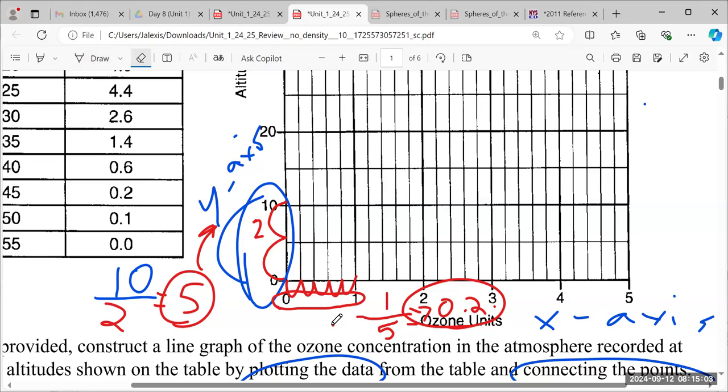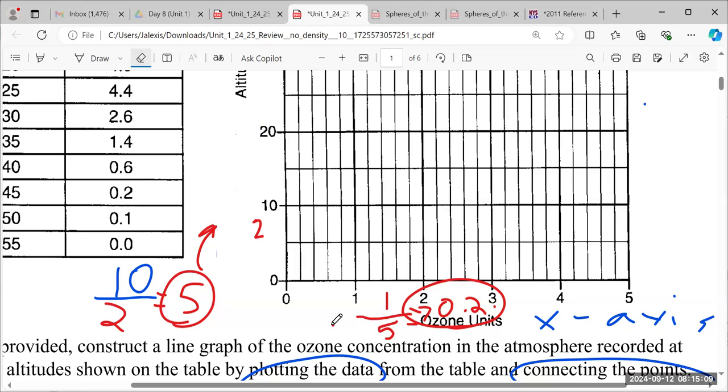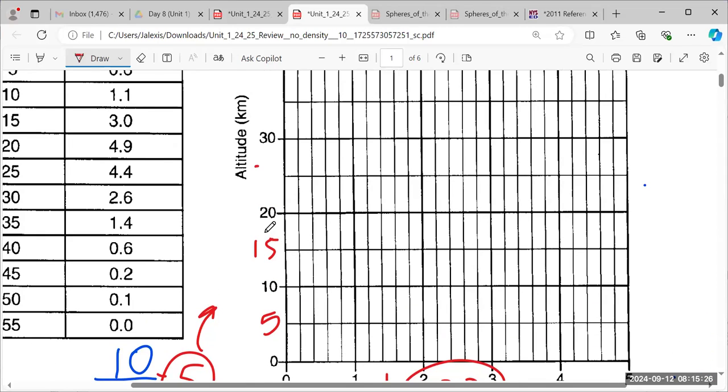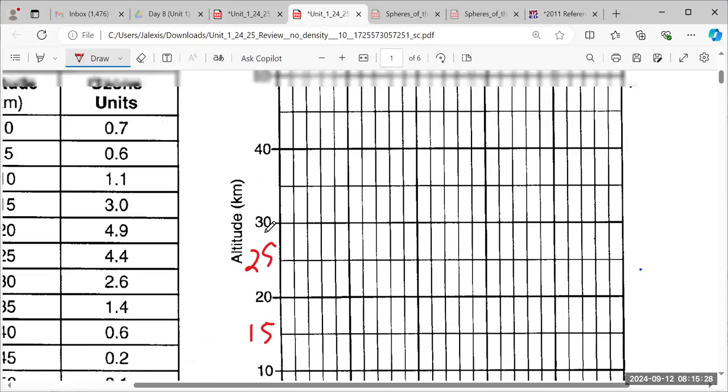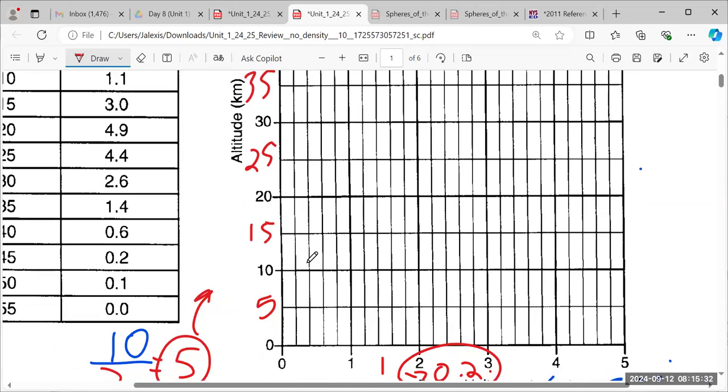Let me just erase everything here because this is what we solved for. I'm not going to do it for all, but I would definitely tell people, this is what you should do to fill in the gaps. I know each line goes by 5, so I'm just going to mark it 0, 5, 10, 15, 20, 25, 30, 35, 40, and so on. You can continue on, okay?